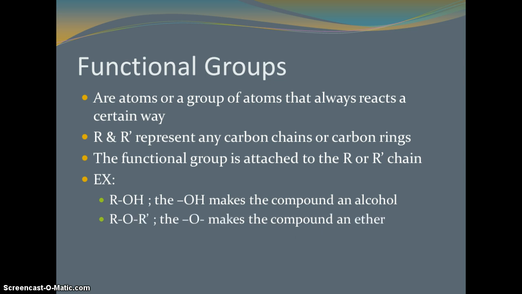If you have an R, an oxygen, and then an R prime, that's going to be an ether. And if there's an NH2, it's going to make the compound an amine. So if you have CH3NH2, that is a methylamine.